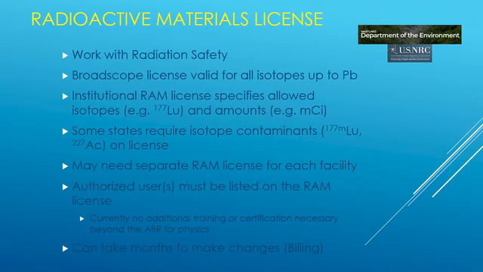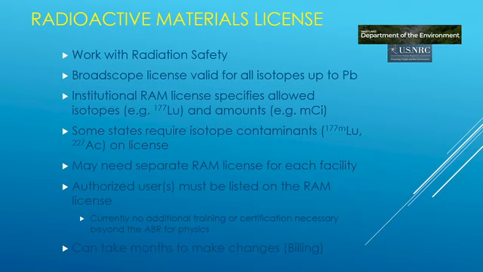So your radioactive materials license should work with radiation safety for this. If you get a broad scope license, that's probably the best option. It's valid for all isotopes up to lead. Above lead, so for the alpha emitters like radium-223, you're going to have to put in a separate request for that specific isotope. If you don't have a broad scope license, you're going to have to specify each and every isotope that you want on the license and the amounts.